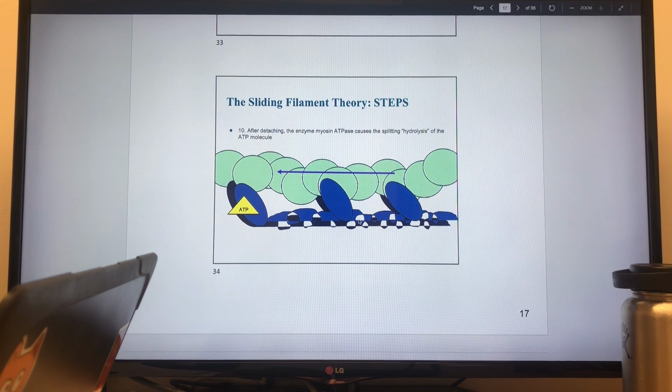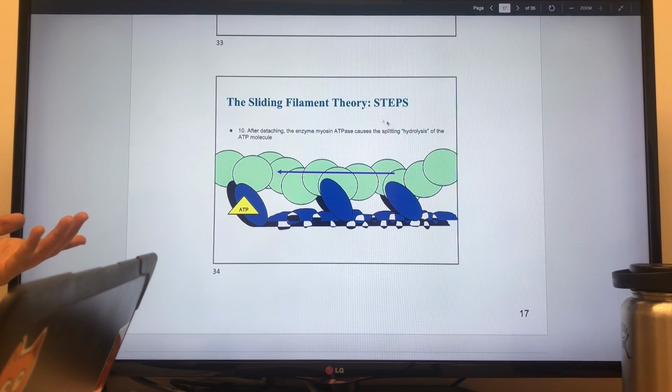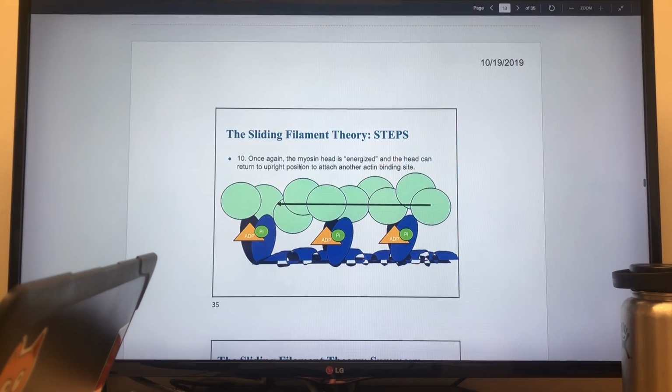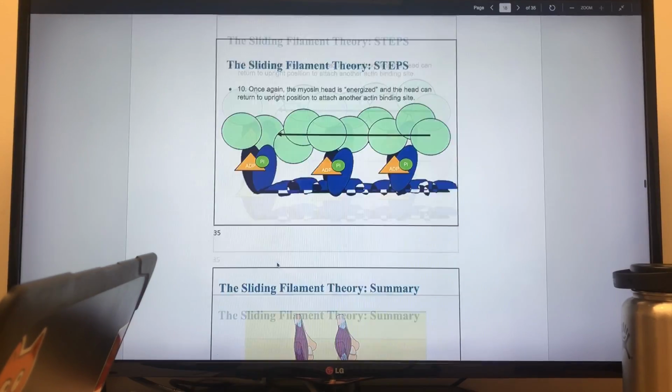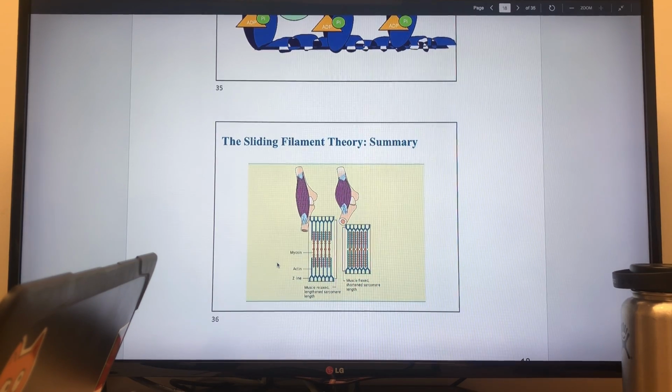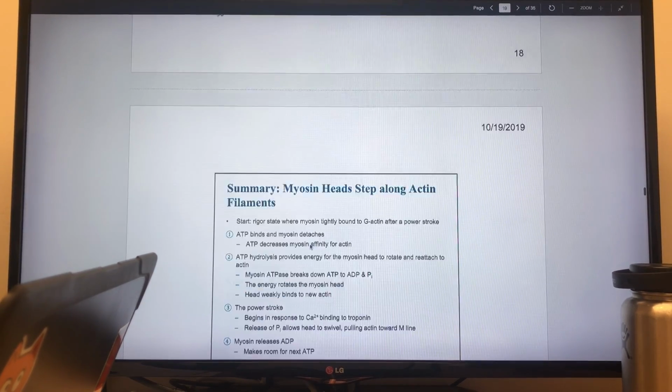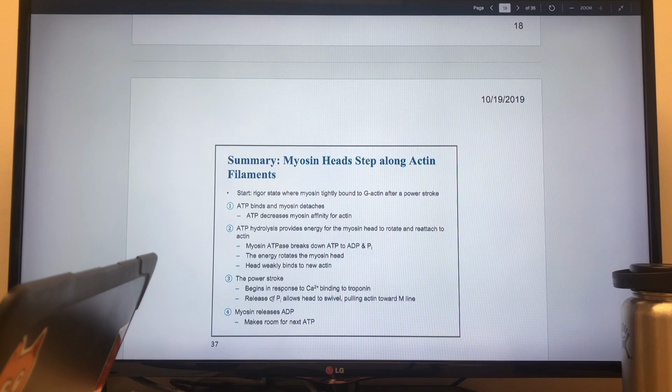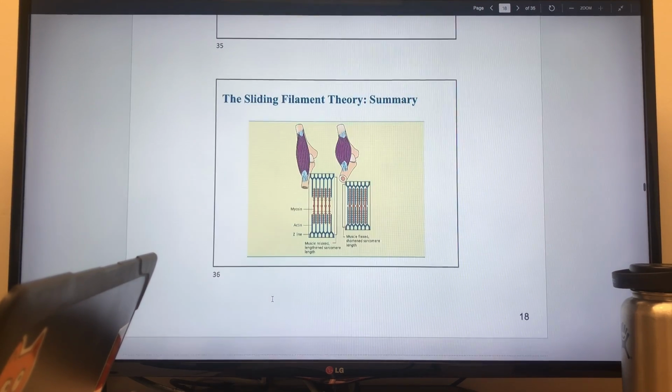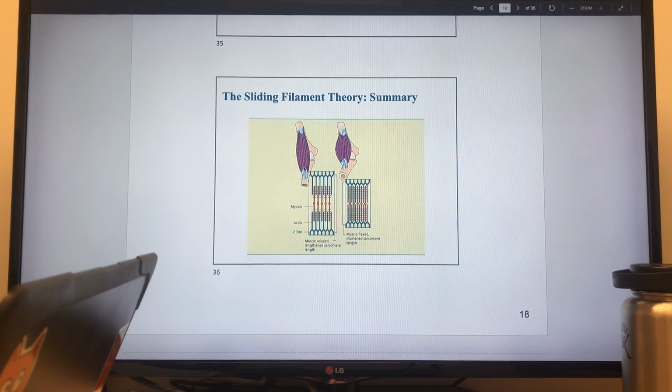Okay, so ATP is bound. And then ATP binding uses hydrolysis to break the bond. Cool? So here's another one. She says right here, once again, the heads are energized and they can return to the upright position. But it's basically like the spring thing. So this is just a summary of it. She has, I think, four points as a summary, which I'll explain a little more in the summary part.